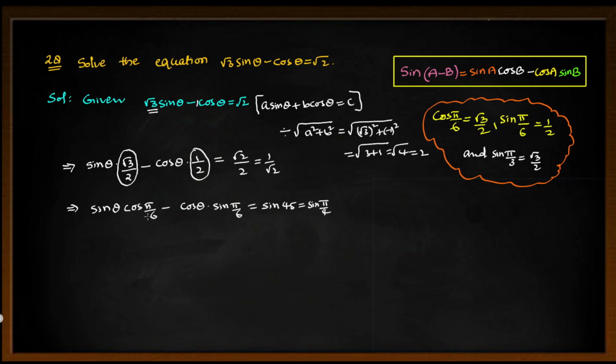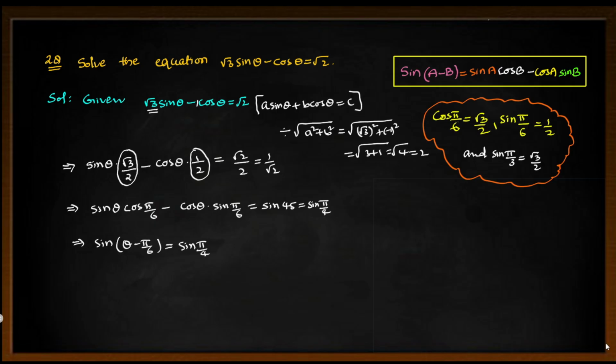So sin a cos b minus cos a sin b. This will become sin of (theta minus pi by 6) equals sin pi by 4. Okay, sin pi by 4.